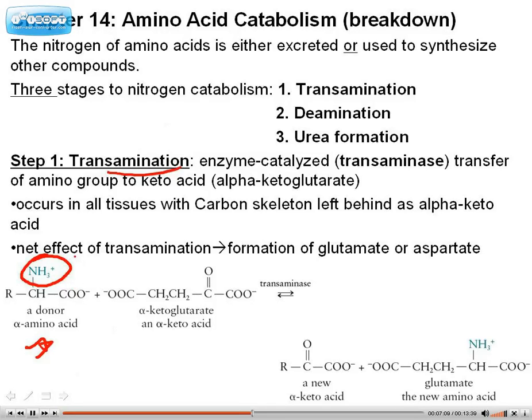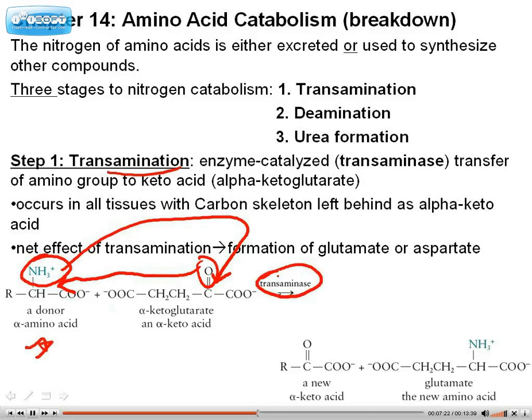And what's going to happen is we're going to transfer that ammonium over to the carbon containing the carbonyl group. And that carbonyl group is going to be transferred back over to the donor amino acid. So because it's transferring, we need an enzyme that does this called a transaminase. So thereby leaving a new keto acid and a new glutamate.